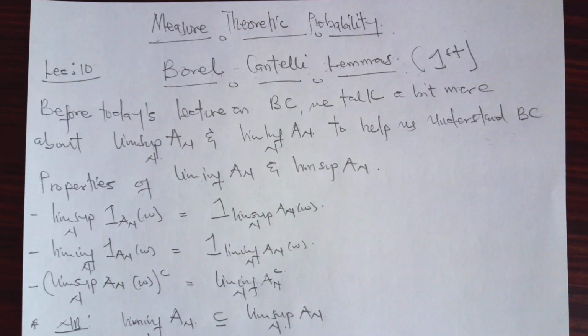Okay, so these are some properties of the lim sup and lim inf of an event. If you have the lim sup of the indicator function of An, then it's equal to the indicator function of the lim sup of An. And if you have the lim inf of the indicator function of An, it's equal to the indicator function of the lim inf of An. And interestingly, if you take the complement of the lim sup of An, it's equal to the lim inf of An complement.